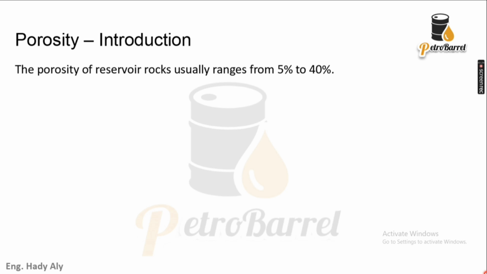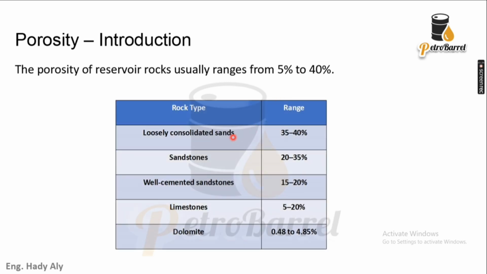Referring to the range of the porosity, the conventional range of the porosity is from 5% to 40%, but it depends on the type of the formation. If I'm talking about loosely consolidated sands, we have a highly porous formation, so we have a range from 35 to 40%. Sandstones, we are from 20 to 35. Well-cemented sandstones, we have a porosity range from 15 to 20. Referring to the limestones, from 5 to 20, and according to the dolomite, we have a porosity range from 0.48 to 4.85%.